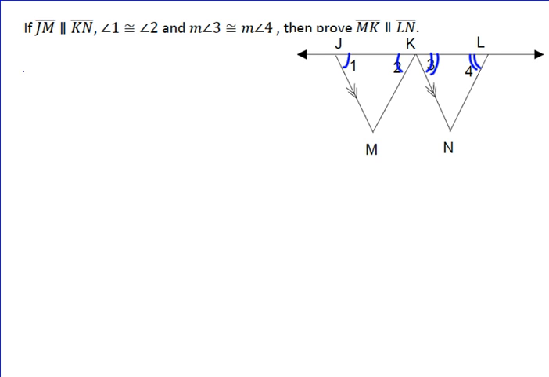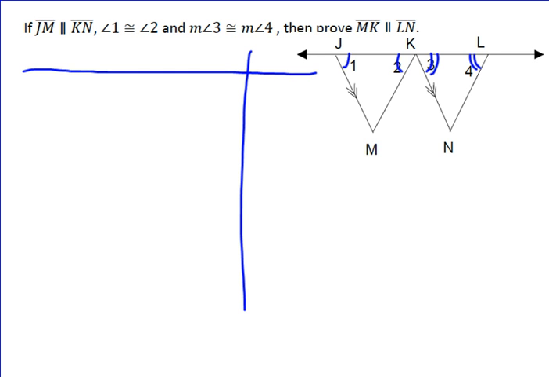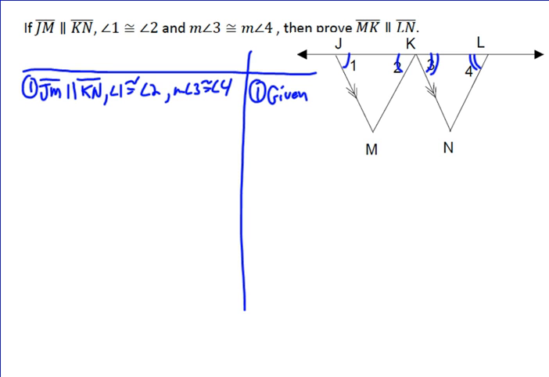So let's start our proof off and write down our given, which is always whatever the if part of an if-then statement is. So you've got JM parallel to KN, angle 1 congruent to angle 2, and angle 3 congruent to angle 4. And usually our first place to start in a proof is to say, what do our given statements tell us?